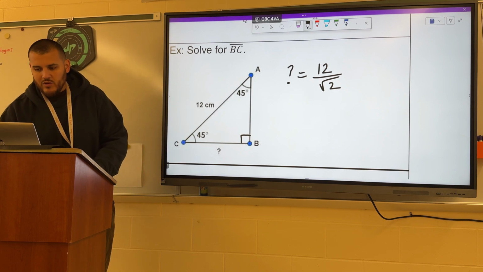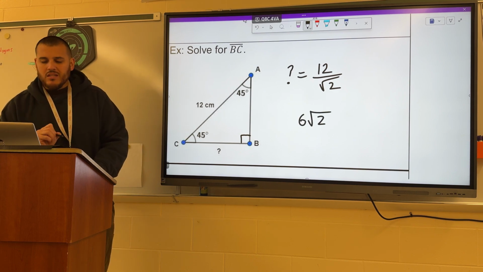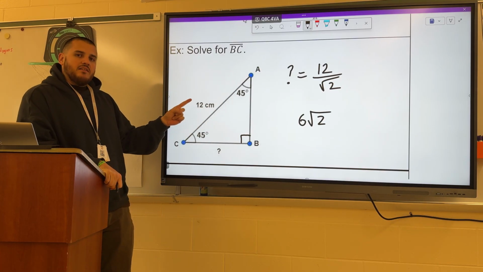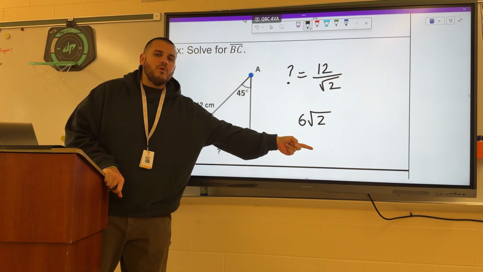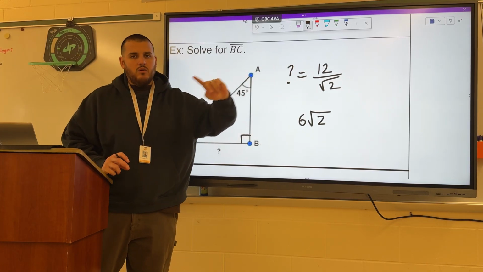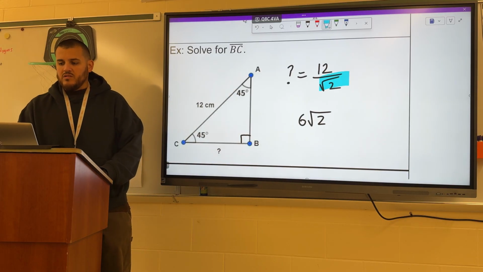Instead, what they might give you is 6 times the square root of 2. These are the same value. The idea is dividing this by 2 and multiplying by the square root of 2 is the same thing as dividing by the square root of 2. So these values are the same.